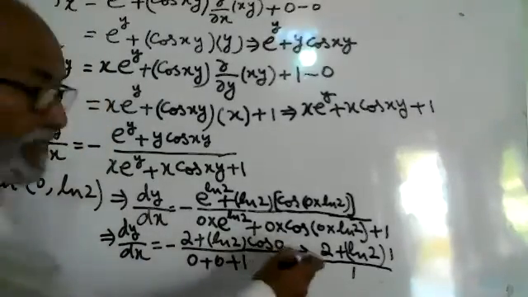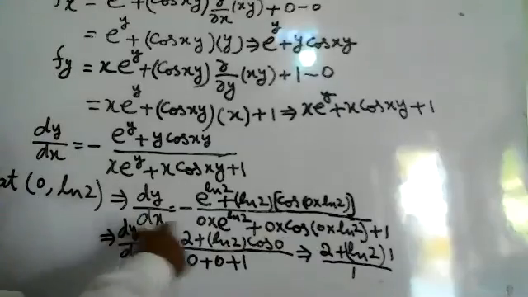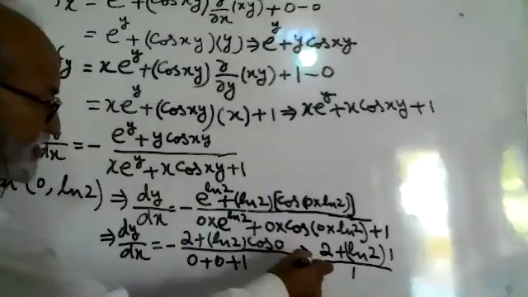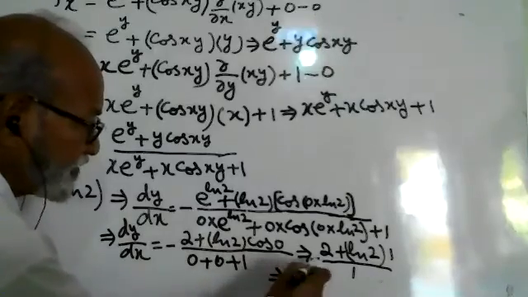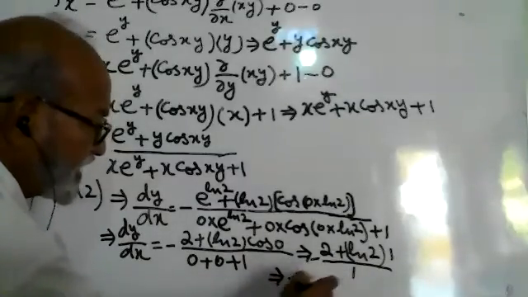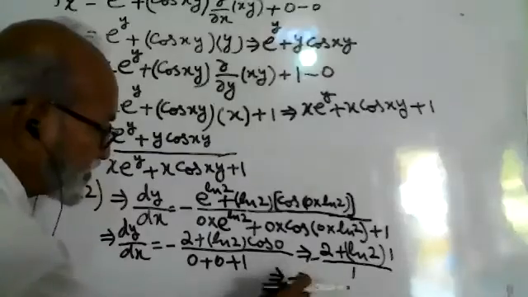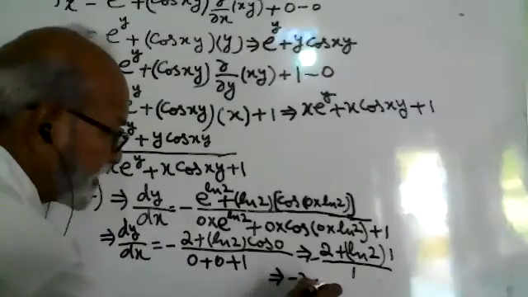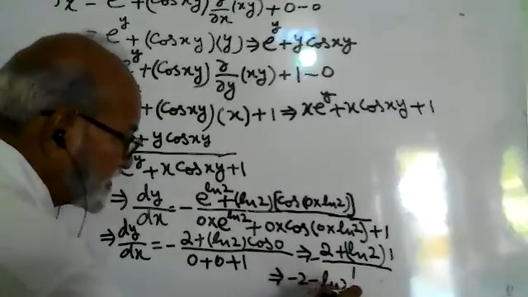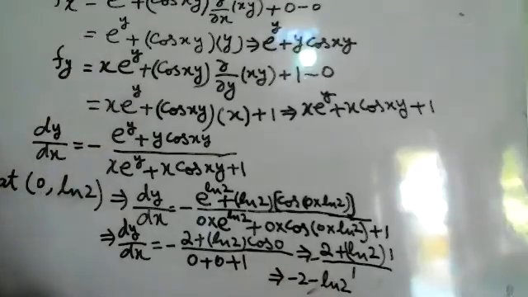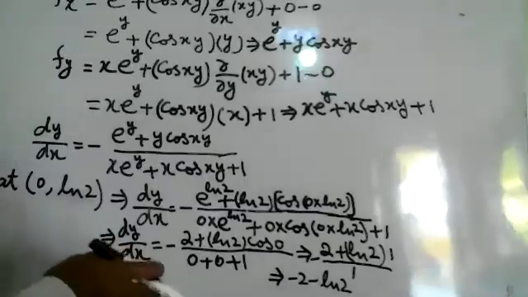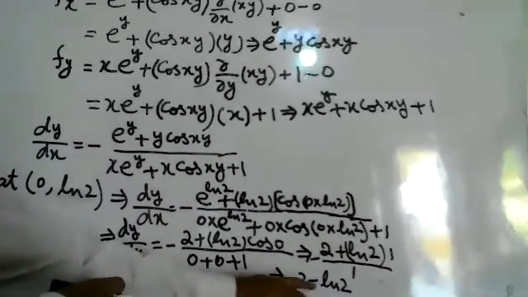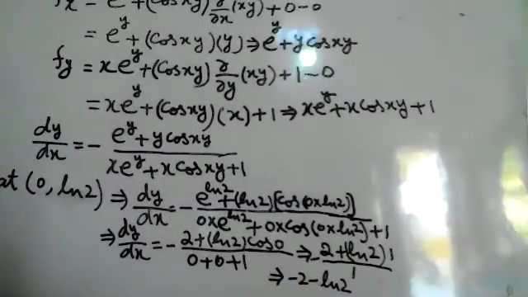It will become minus; the minus will come before 2. The minus will be there. So this is the final answer. The final answer will become minus 2 minus ln2. This is the minus for both the values. Upon 1, we don't write upon 1; if there is no upon, it is upon 1 only. So minus 2 minus ln2 is the final answer.